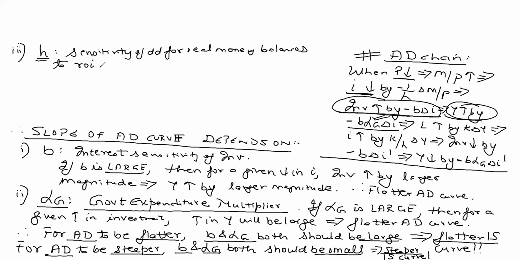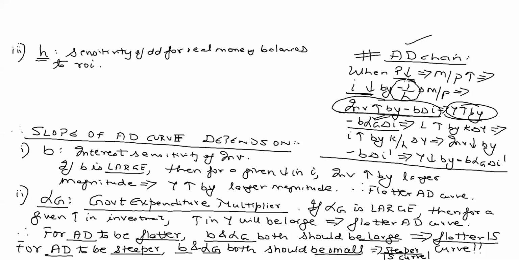Why? Because where is H coming first in the equation? Look at the AD chain. H is coming here. So we stop here. If H is small, then for a given increase in M by P, the fall in I will be large. Interest rates will fall by a larger magnitude. If interest rate falls by a larger magnitude, investment will increase by a larger magnitude, output will increase by a larger magnitude. So for the AD curve to be flatter, H should be small.